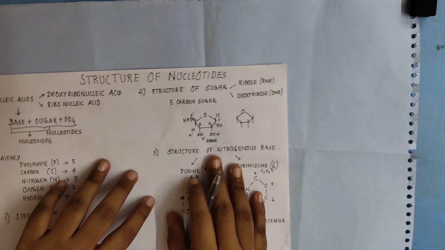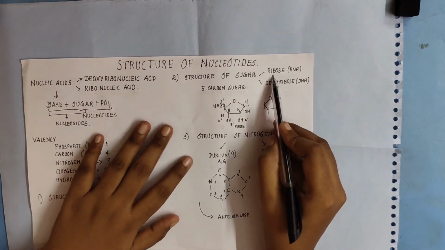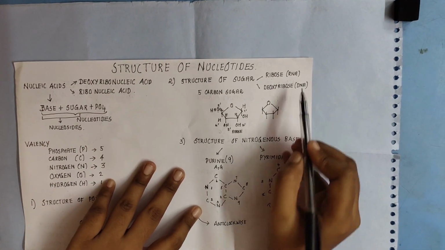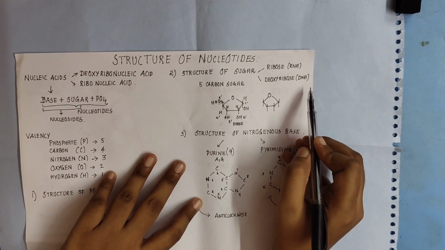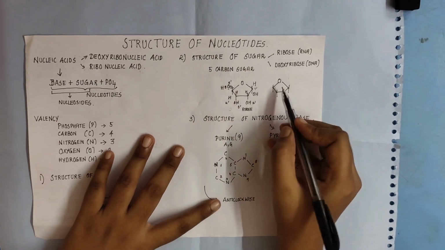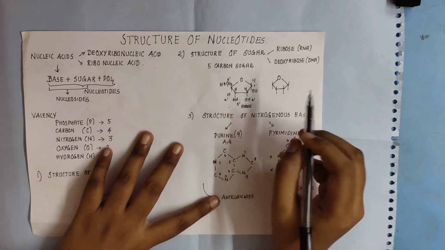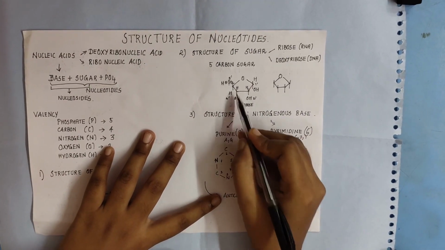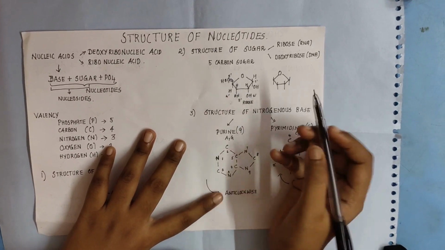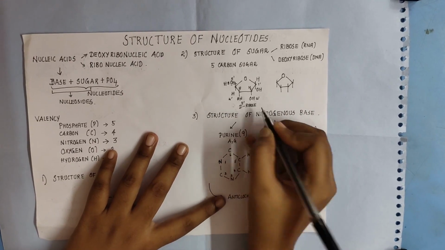And next is the structure of sugar. Sugar is of two types, ribose sugar and deoxyribose sugar. Ribose sugar is for RNA, whereas deoxyribose is for DNA. Ribose sugar is a 5 carbon sugar, so we have the 1, 2, 3, 4 and 5th carbon. So OH, OH, OH similarly, and this one is CH2OH. This is the ribose sugar, called D-ribose sugar.